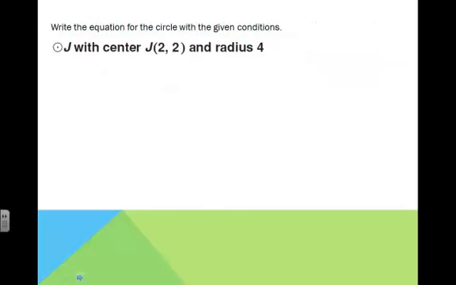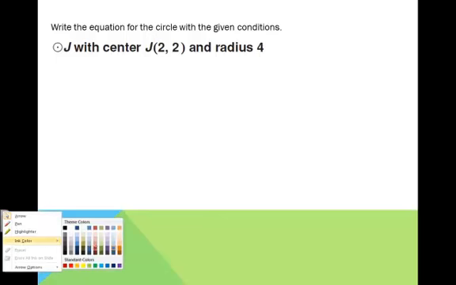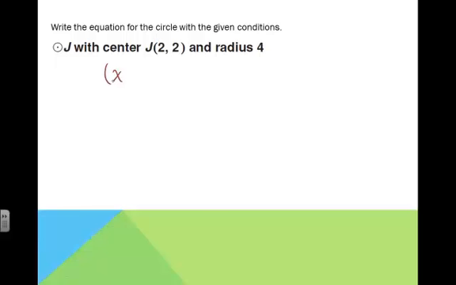So here it says write the equation for the circle with the given conditions. The center of circle J is going to be at (2, 2), and the radius is going to be 4. So our standard form for the equation of a circle is (x − h) quantity squared plus (y − k) quantity squared equals r squared.